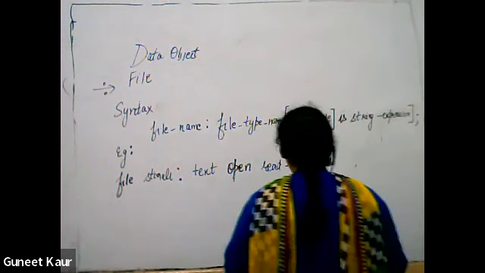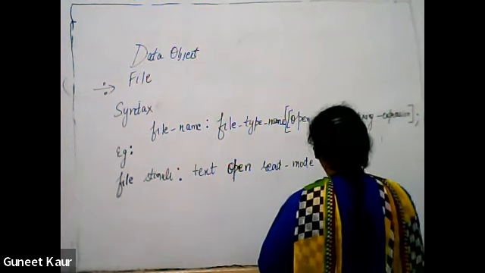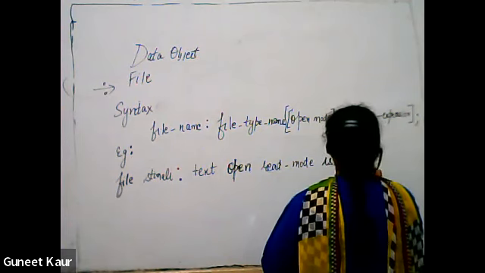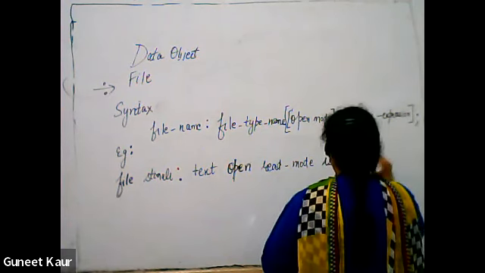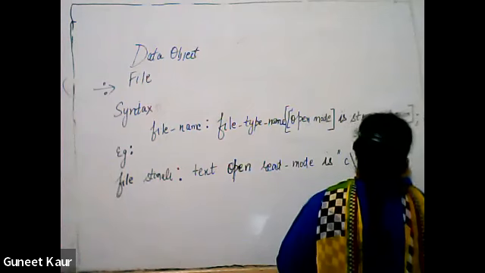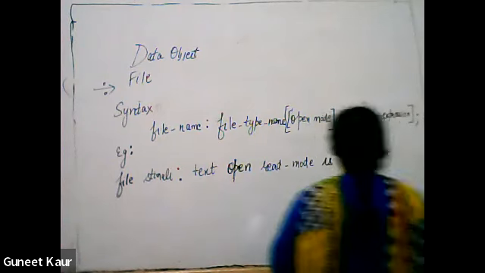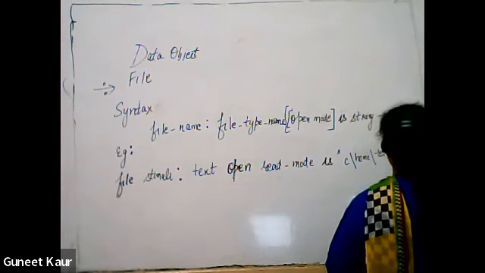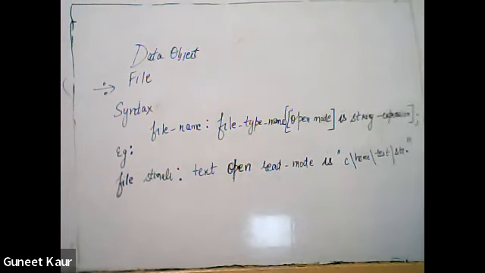Then in double quotes: C backslash home slash test slash STI dot, and the closing double quote. So this is the syntax and the example for the file data object.